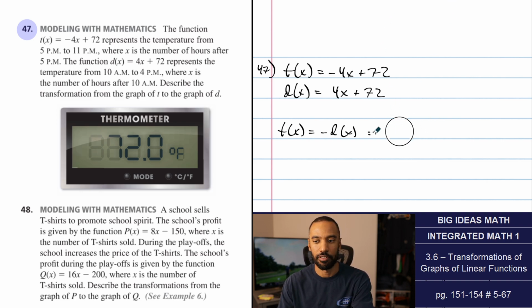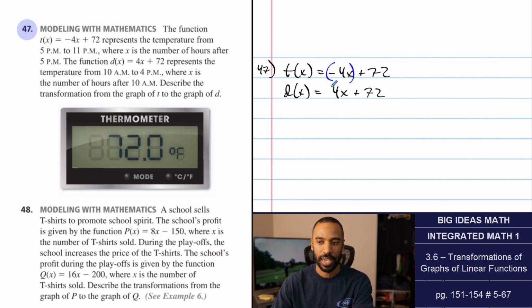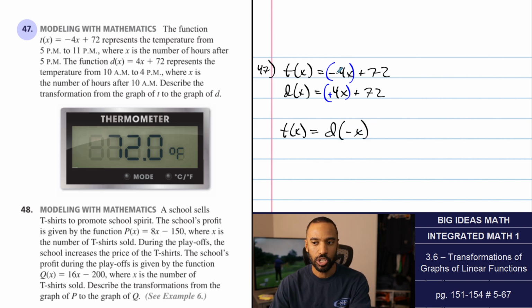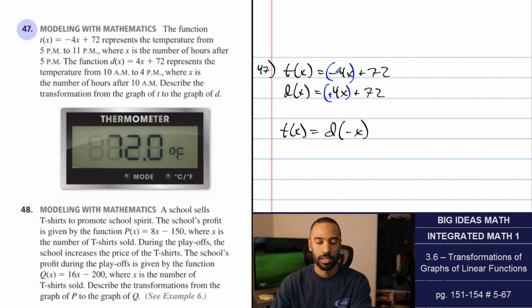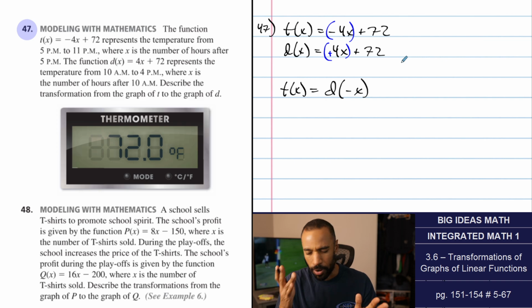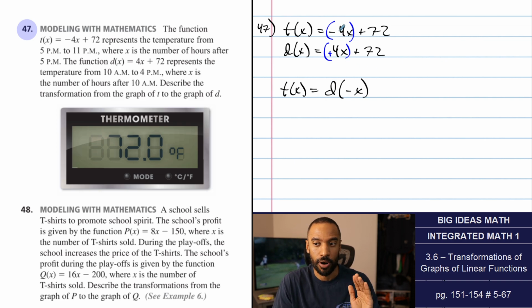But what you could do instead of a vertical reflection is a horizontal reflection. If you want to turn 4x into negative 4x, you could treat this as being inside the function, negative 4x to positive 4x. That means you can say that your t of x is d of the opposite of x. So what you're actually doing is you're not multiplying this by negative 1, you're multiplying this by negative x. The negative x is multiplying by 4 instead of negative 4 being multiplied by x. Okay, so anyway, describe that transformation.